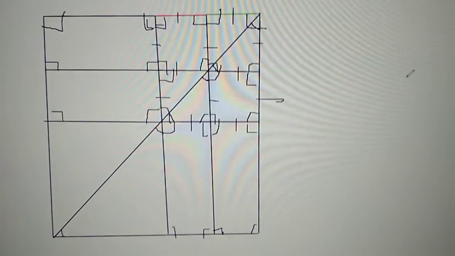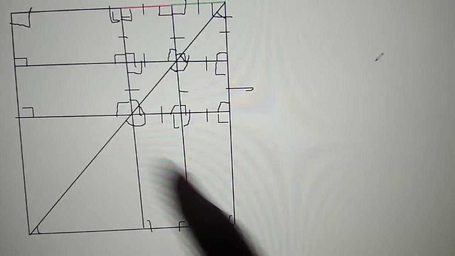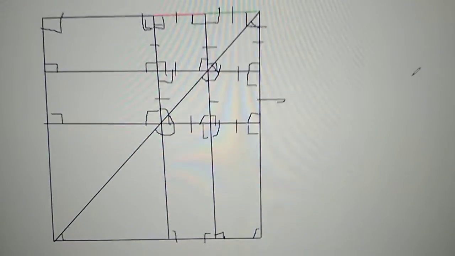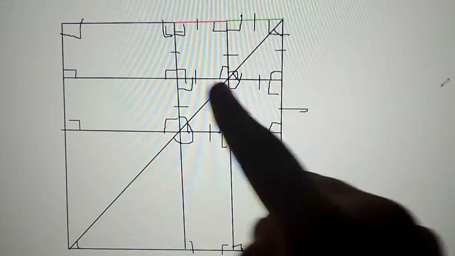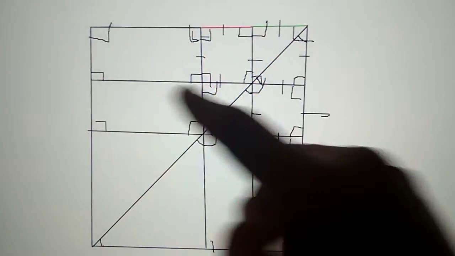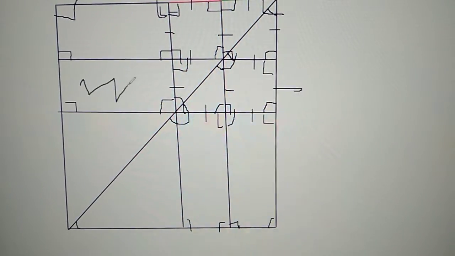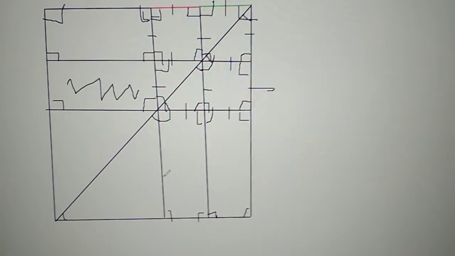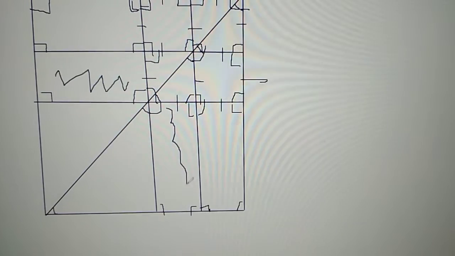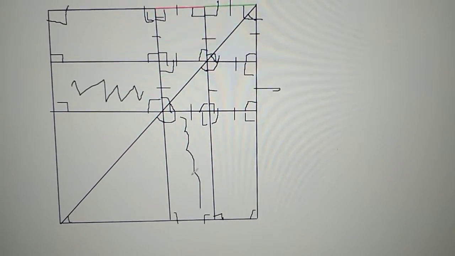Now, what do we have here? Now we need to show that these four rectangles are equal to each other. How are we going to do that? If we see this parallelogram over here, we see that this is a complement and this is a complement, therefore they're equal.